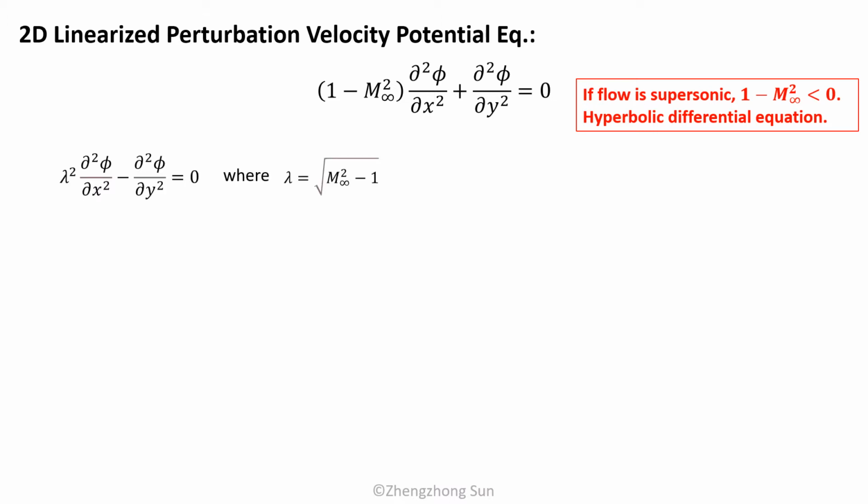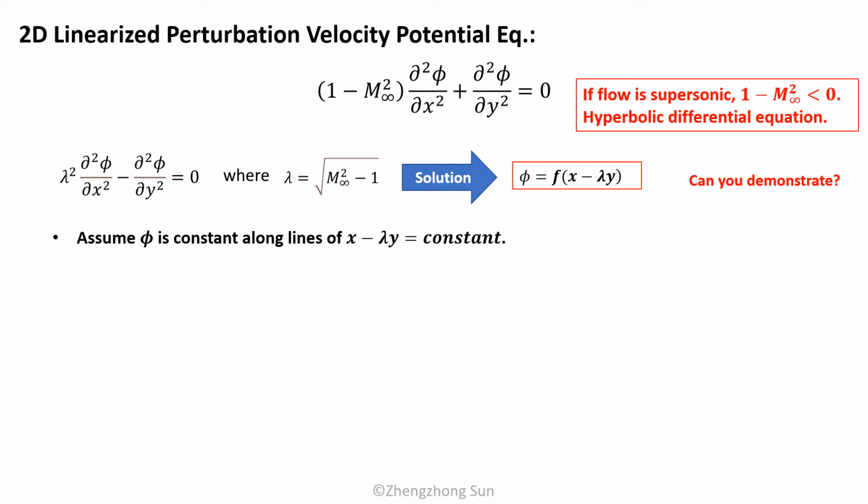Okay, so now what we do is replace 1 minus M infinity squared by lambda squared. This is our assumption, and we assume this governing equation has a solution in the form of phi equals f(x minus lambda y). Can you demonstrate if it's correct? What you can do is just plug phi equals f(x minus lambda y) into the governing equation, and then you will find the left-hand side becomes 0. I think it's quite straightforward.